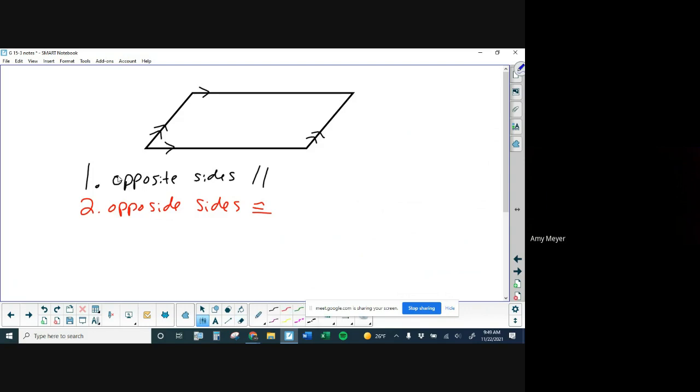Not only are these parallel, but they are the same length, as are your other pair of opposite sides. They're the same length. I should have done that in red.